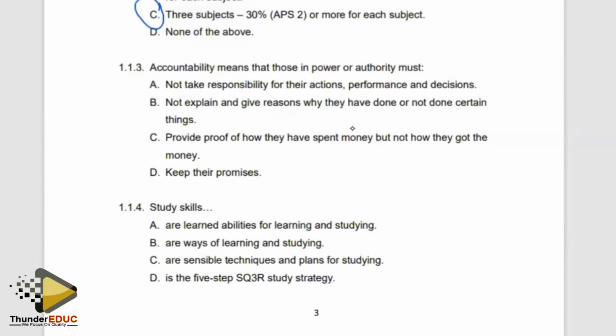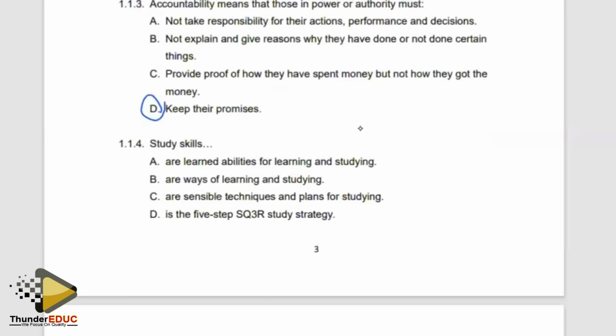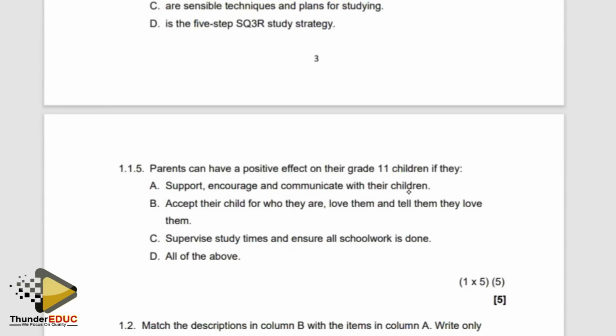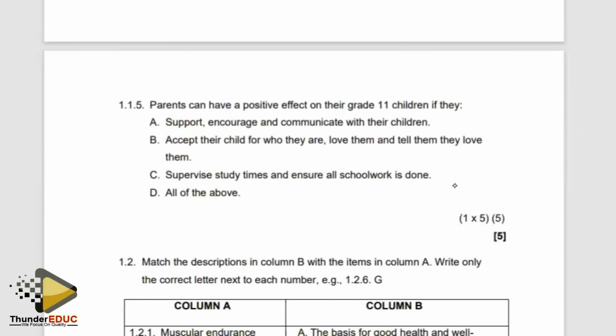Accountability means that those in power or authority must keep their promises. Study skills are A, learned abilities for learning and studying. 1.1.5, parents can have a positive effect on their grade 11 children if they support, encourage, and communicate with their children, accept their child for who they are, supervise study times, and ensure all work is done. So all the above. Right?